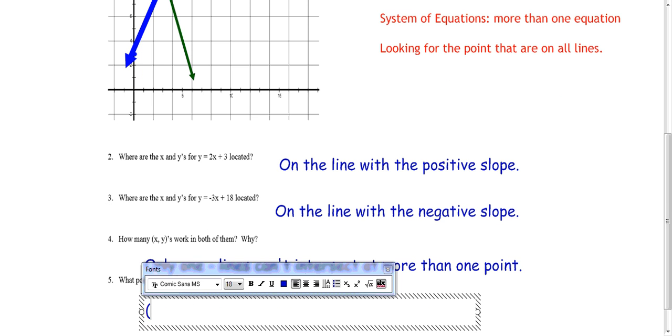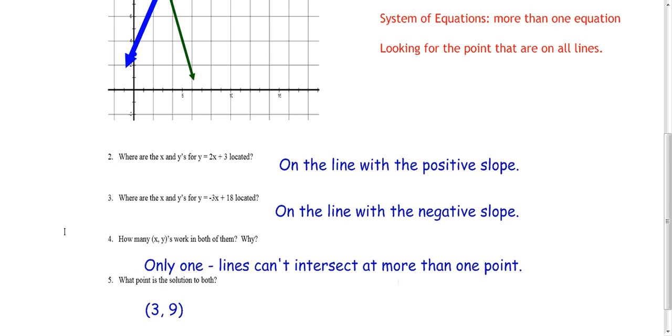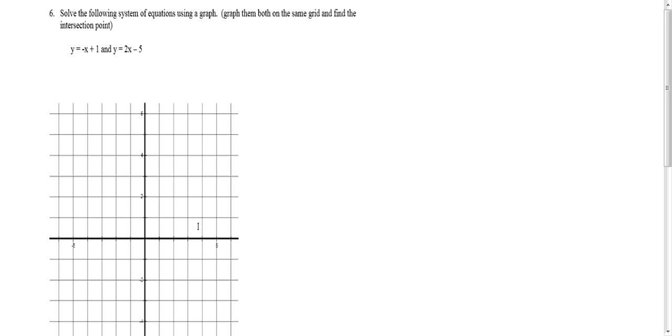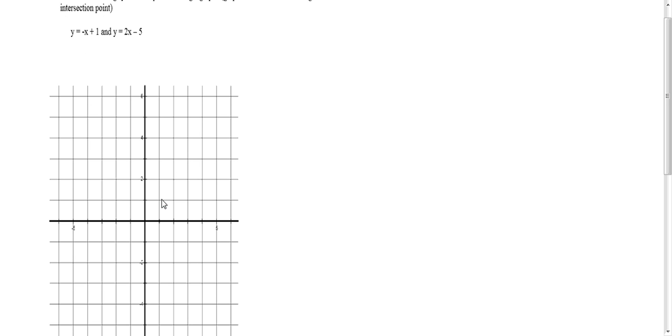And that's it. That is how you find the solution to a system of equations by graphing. You graph both lines, look to see where the two overlap, and away you go. So let's flip your paper over. We're going to do this one.